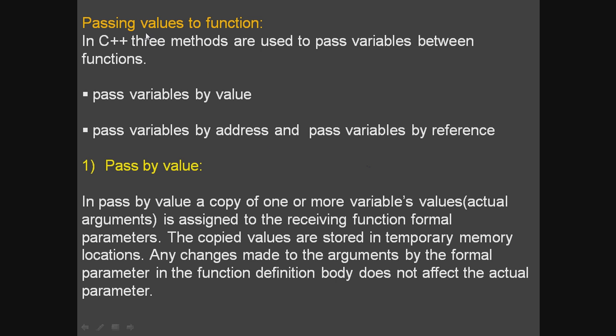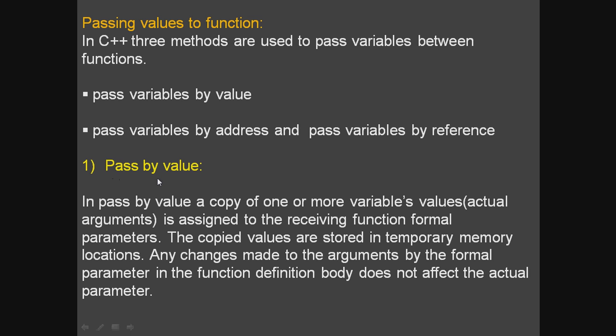So, passing values to a function. In C++, in your textbook it is written here that two methods, okay, so in C++, three methods are used to pass variables between functions, that is, pass variable by value and pass variable by address or reference. So in the first one, pass by value.